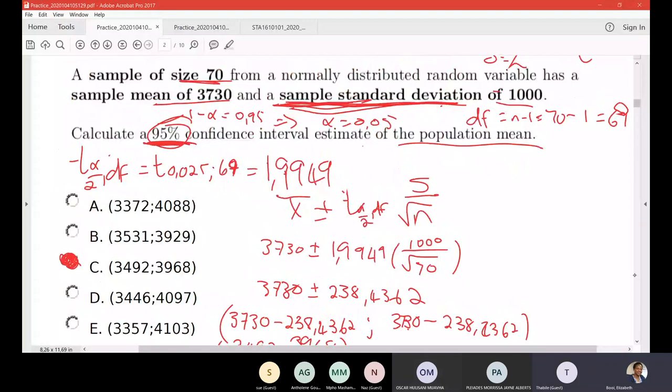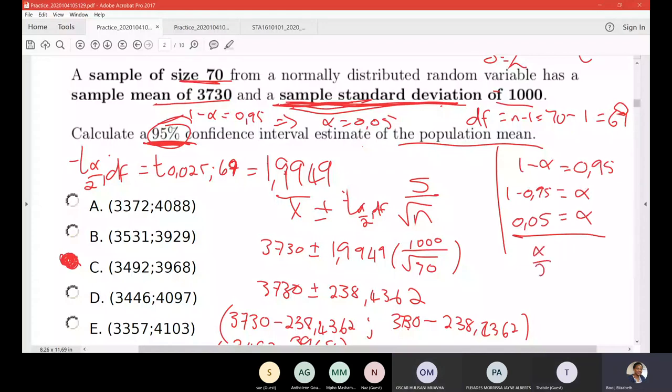Remember that? 95 divided by 100 is 0.95. So 0.95, we can write it as 1 minus alpha. And if you make alpha the subject of the formula, 1 minus alpha will be equal to 0.95. I move alpha this side and I move 0.95 this side, it will be minus 0.95. And to solve this, 1 minus 0.95 is 0.05. That is alpha.